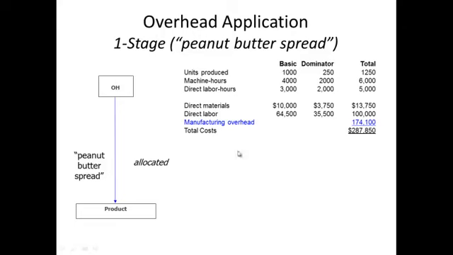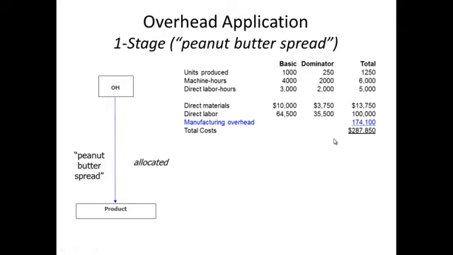Let's assume for a moment that we've got a company that has two different products, a product called the basic unit and a product called the dominator unit. This is actually from a problem out of your textbook, one of the suggested problems. I've given you information here about the units of each type of product that are produced, the machine hours consumed by each of those product lines in total for the year, the labor hours consumed by those two product lines in total for the year, the materials cost, the direct labor cost, and then you also see in blue the total manufacturing overhead that is incurred throughout the year.